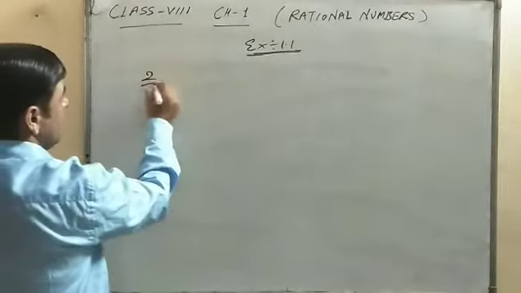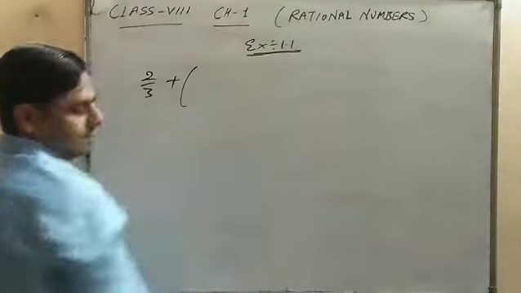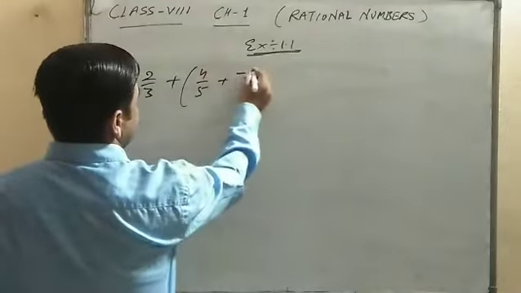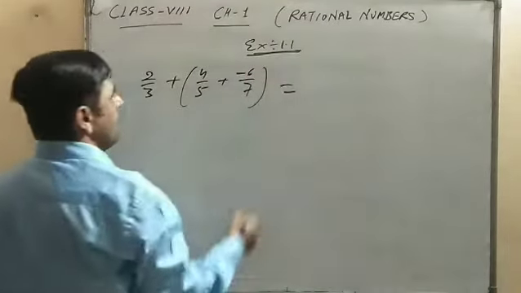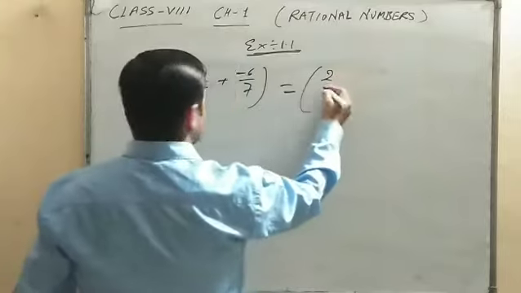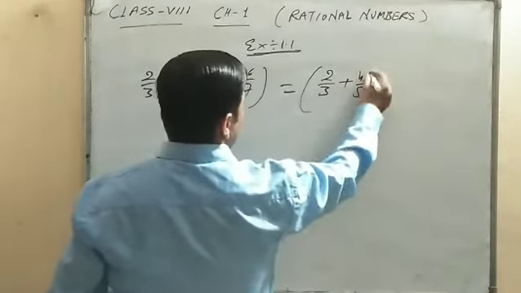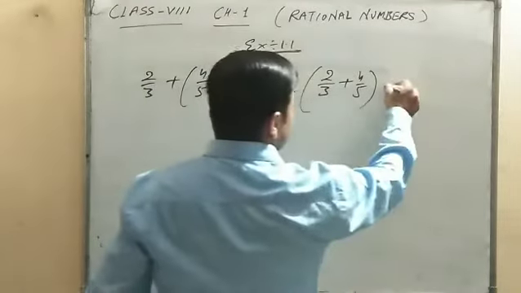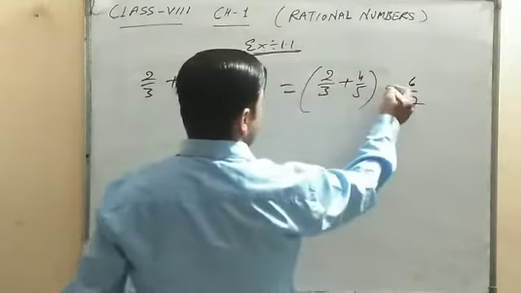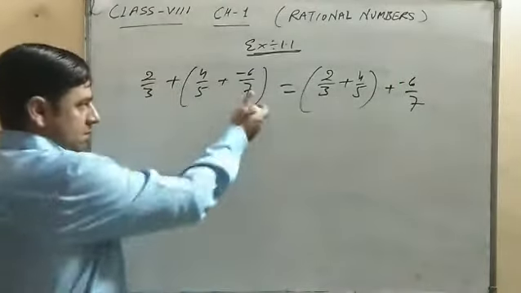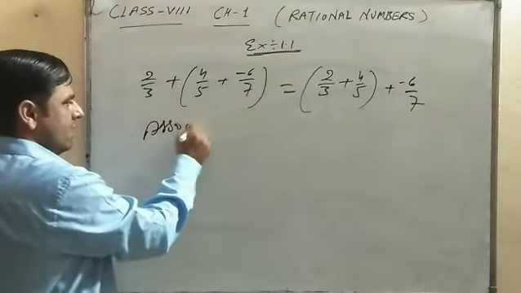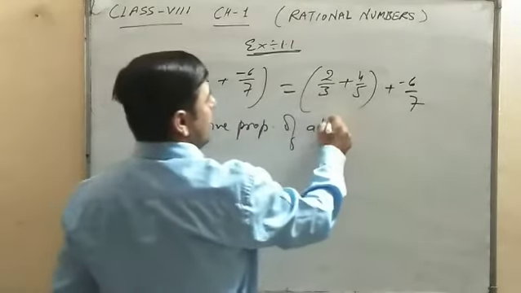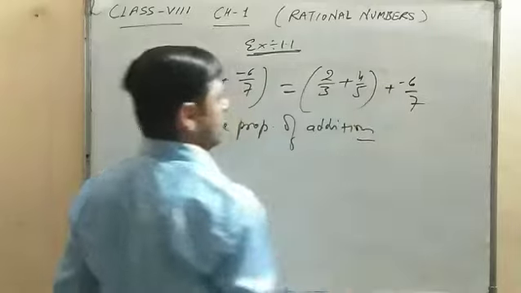Okay, and next one is suppose 2 upon 3 plus 4 upon 5 plus minus 6 upon 7 is equal to 2 upon 3 plus 4 upon 5, written inside small brackets, then minus 6 upon 7. So it is known as associative property of addition.